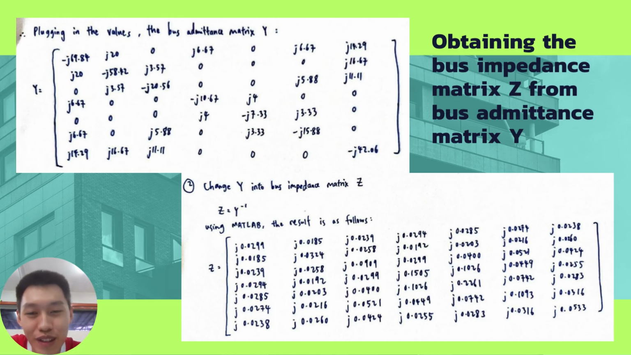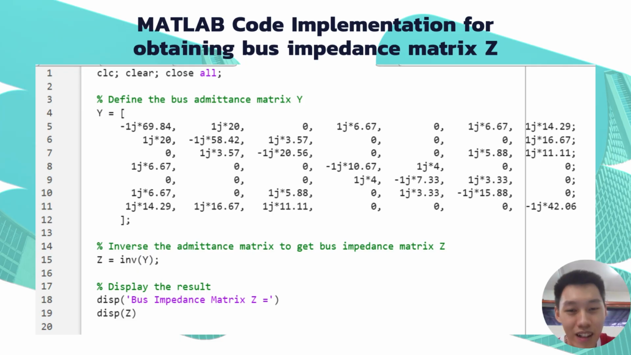After calculating all the values inside the Y matrix, this will be the final result for the bus admittance matrix Y. To obtain the bus impedance matrix Z from Y, I use MATLAB to invert the Y matrix, and the result is shown here for the Z matrix. This is the MATLAB code implementation for obtaining the bus impedance matrix Z from the bus admittance matrix Y.